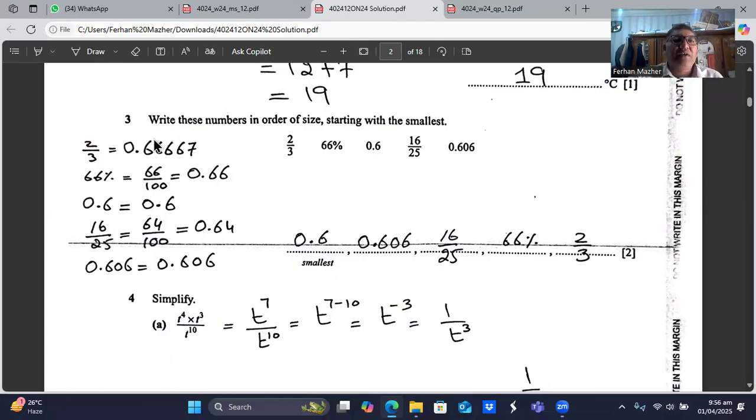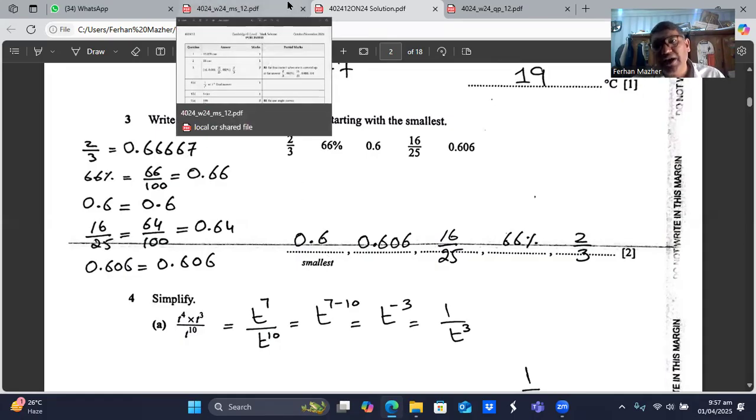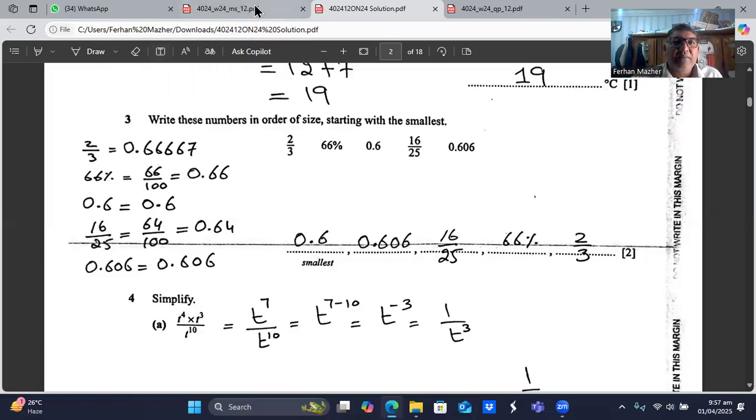Now I can compare, okay? So if you look here, the smallest is this one, 0.6. Then this one, 0.606. But in the answer, we write the original thing. Then we will have 0.64, that's 16 by 25. Then we will have this 66%, which is 0.66. And then we will write 0.66667, which is 2 by 3. So this is how you will write the order. We started with the smallest. I hope you understand how I converted them into a form where I can easily compare them.